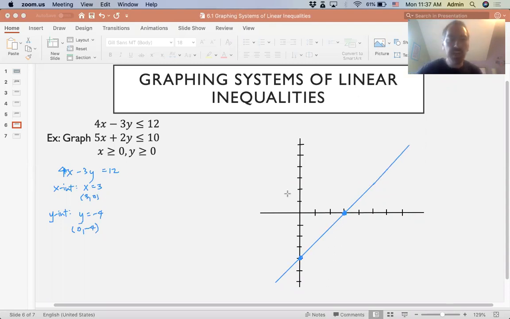And which way are we going to shade? We can use the origin. We let x and y go to 0, so we've got 0 less than or equal to 12. That is true, so we're going to shade on the same side as the origin.